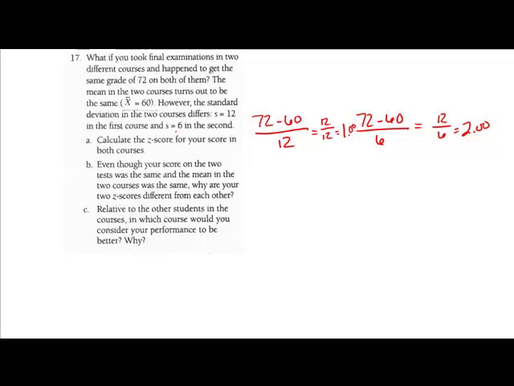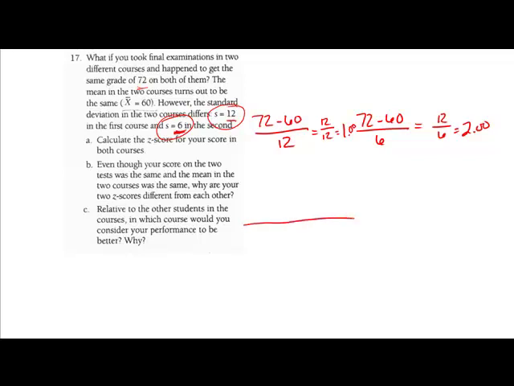Again, once I'm seeing this 6 and 12, it's just all sort of units away. Even though your score on the 2 tests was the same and the mean in the 2 courses were the same, why are your 2 scores different from each other? Well, that's easy because z-score is about change in standard deviation units. And so because the standard deviation units are different, z-scores are going to be different. Relative to the other students in the courses, in which course would you consider your performance to be better? Why?